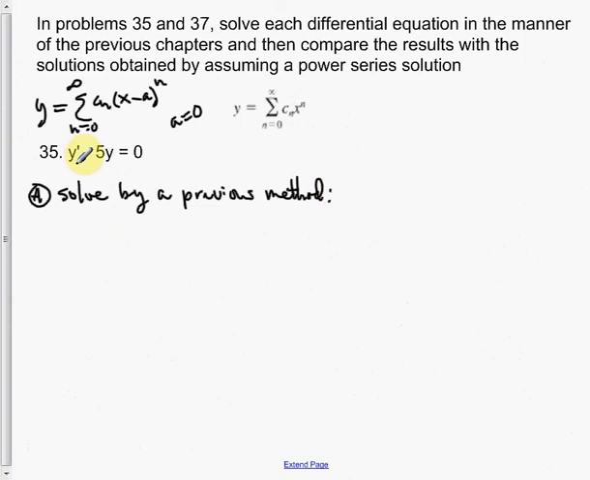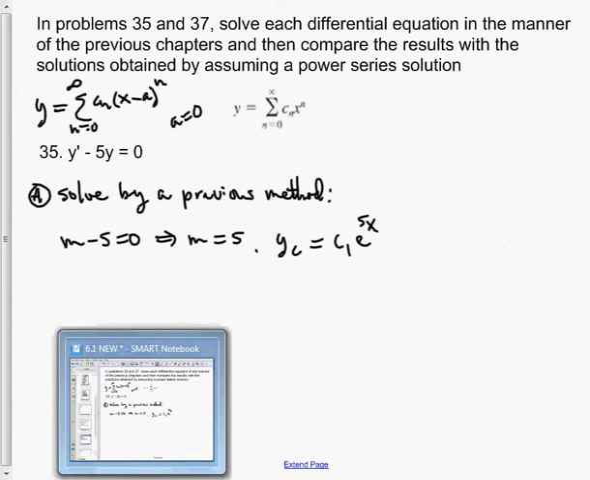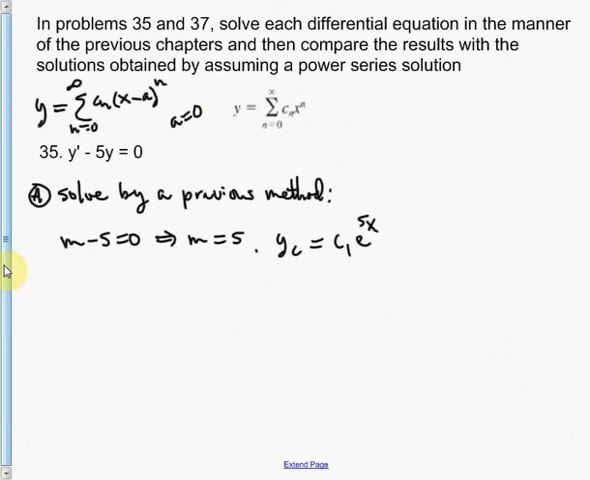Well, this is a differential equation with constant coefficients. So my auxiliary equation here would be m minus 5 is equal to 0. That implies that m is equal to 5. So here, y sub c, my complementary solution, would be c sub 1 times e to the 5x. Does that sound familiar?